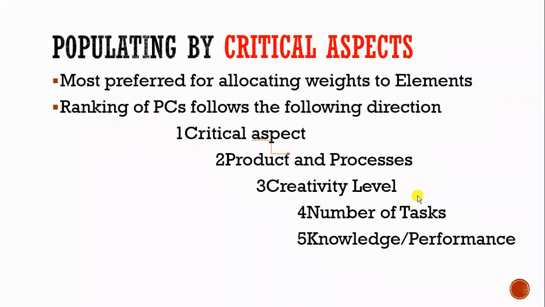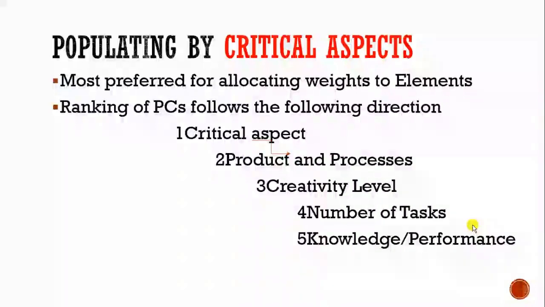If again those elements do not address creativity, then you move to the fourth aspect, and that is the number of tasks. And you're talking about the number of tasks here, looking at the number of performance criteria in an element.